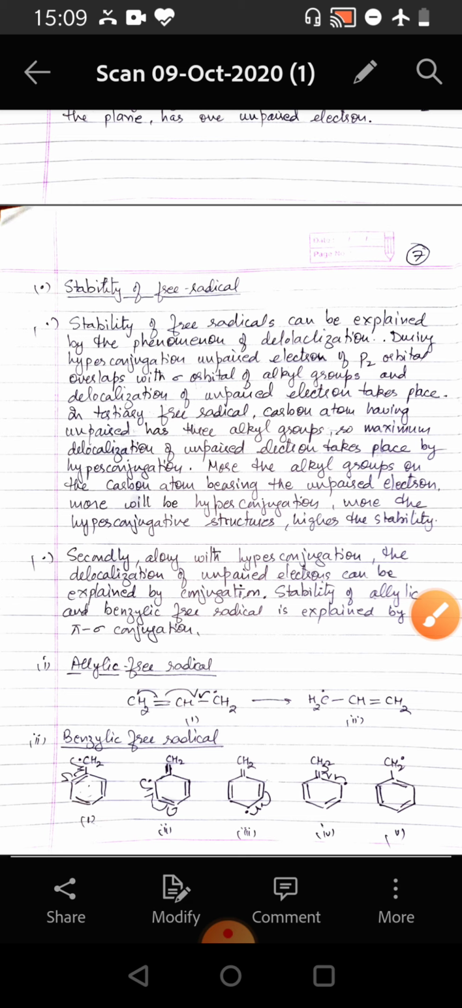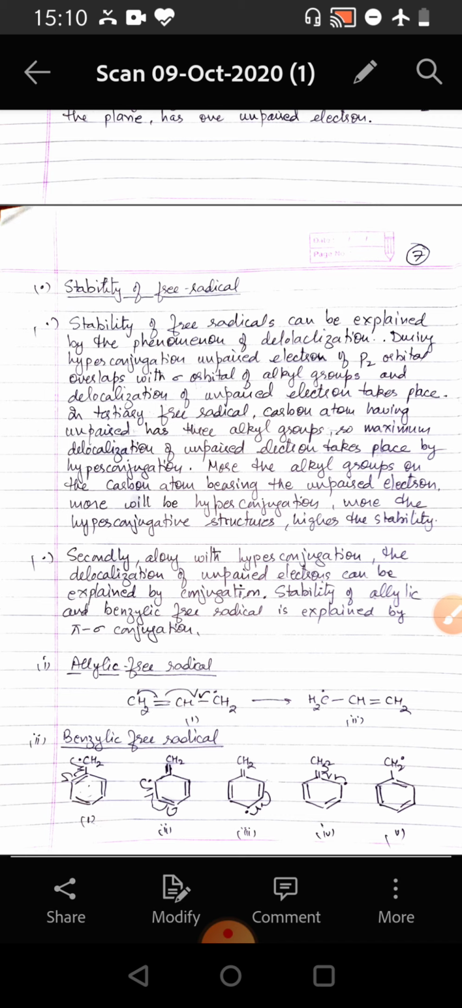If we consider the stability of free radicals, then the stability of free radicals can be explained by the phenomenon of delocalization. During hyperconjugation, unpaired electron of pz orbital overlaps with sigma orbitals of alkyl groups, and delocalization of unpaired electron takes place. In tertiary free radical, carbon atom having unpaired electron has 3 alkyl groups. So maximum delocalization of unpaired electron takes place by hyperconjugation. Hence, more the alkyl groups on the carbon atom bearing the unpaired electron, more will be the hyperconjugation, more the hyperconjugative structures, thus higher the stability.